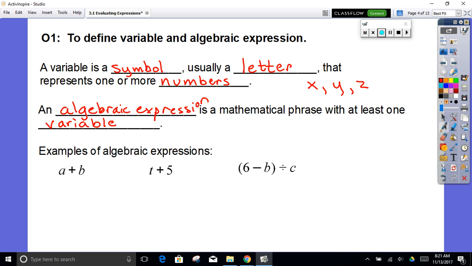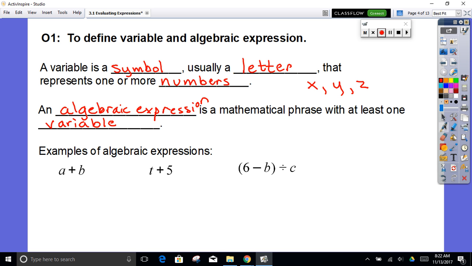Sometimes we can have mathematical expressions that are not algebraic. If you wrote an expression using only numbers, that would just be a numeric expression. An algebraic expression has to have variables. Here are some examples. A plus b has only variables. That's an algebraic expression. T plus 5 has a variable and a number. As long as it has one variable, it's an algebraic expression. And 6 minus b divided by c is another algebraic expression.